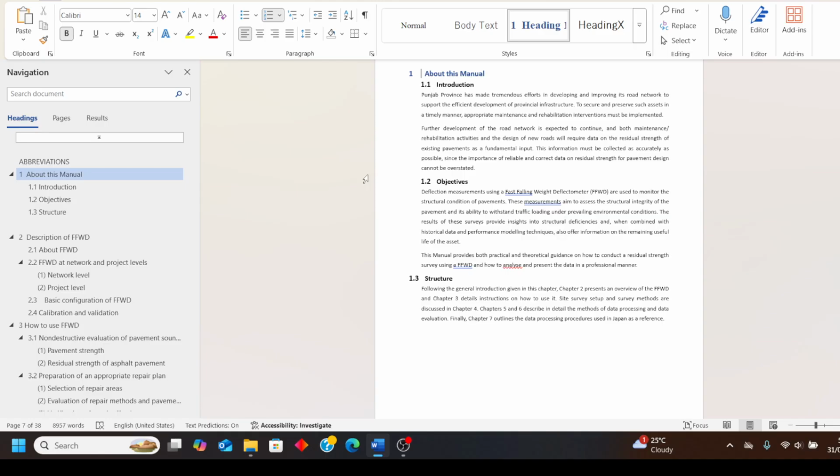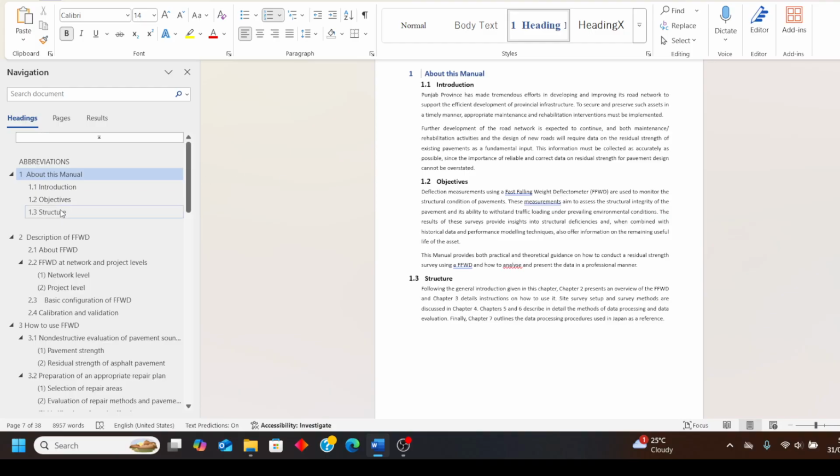And the objective of procurement of this equipment is to monitor the structural health and detect the hidden weaknesses before the failure. Not only this, it also estimates the remaining service life and provides a scientific basis for the maintenance and rehabilitation budgets. As per the structure of this manual, it covers both the practical guide for the fieldwork, and it also serves as the technical reference for the analysis and design.